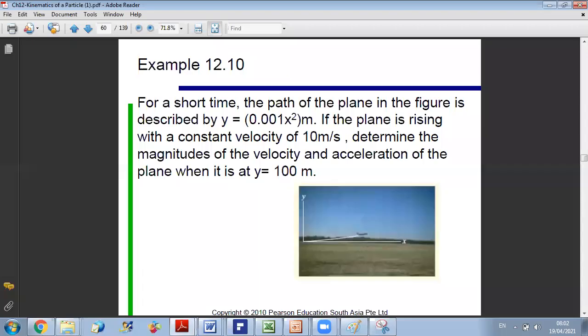So we will continue with chapter 12. For a short time, the path of the plane in the figure is described by y equals 0.001 x squared in meters. If the plane is rising with a constant velocity of 10 meters per second, determine the magnitudes of the velocity and acceleration of the plane when it is at y equals 100 meters.